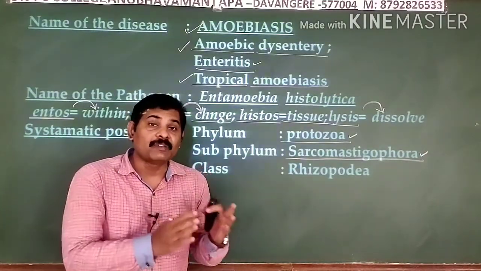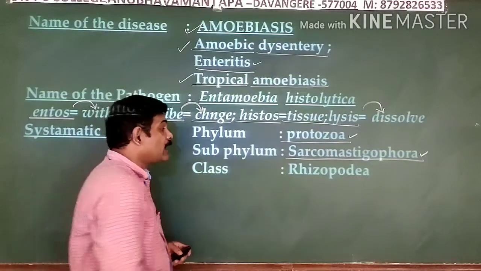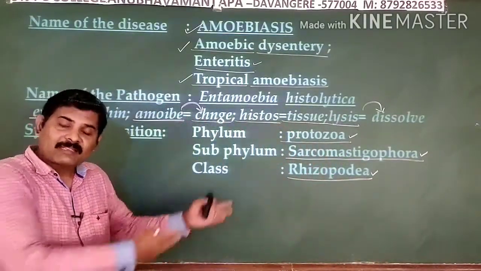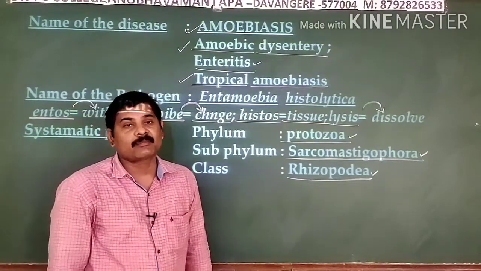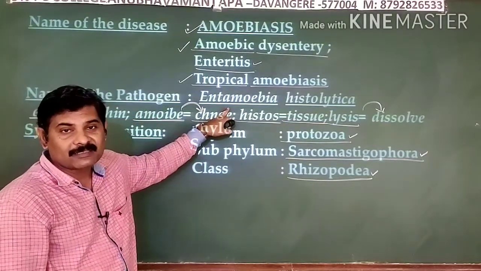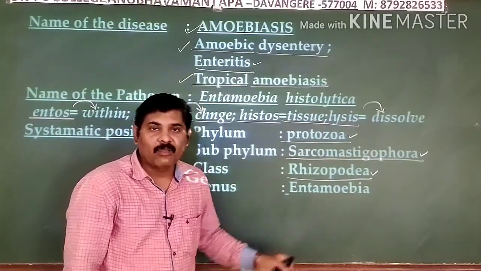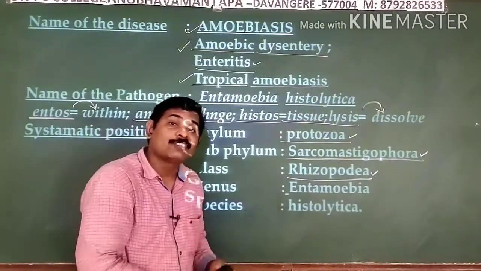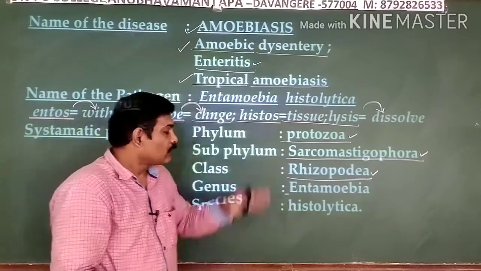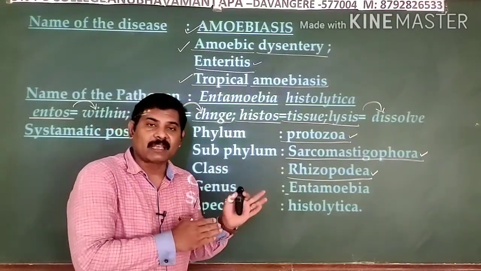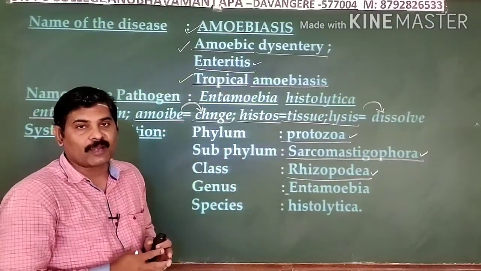The class to which it belongs is Rhizopoda. Coming to the genus and species name, the scientific name itself indicates the genus as well as the species name. The genus name is Entamoeba, whereas the species name is histolytica. So this is the systematic position of this parasite, Entamoeba histolytica.